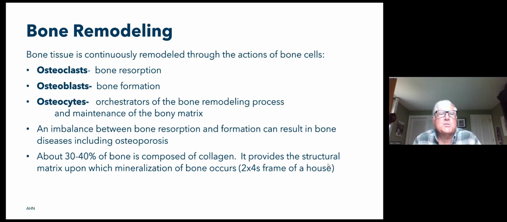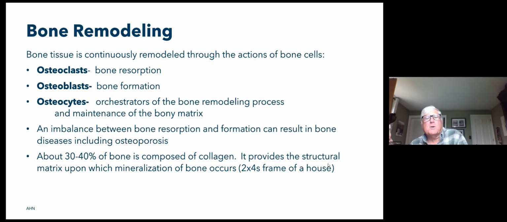So the cells are the osteoclasts. Think of them as like the Pac-Man cells that break down the bone. Osteoblasts are the cells that build the bone. Osteocytes are the orchestrators of the bone remodeling process and maintenance of the bone matrix. They're activated and they form osteoblasts. So an imbalance between bone resorption and formation can result in bone diseases that include osteoporosis.